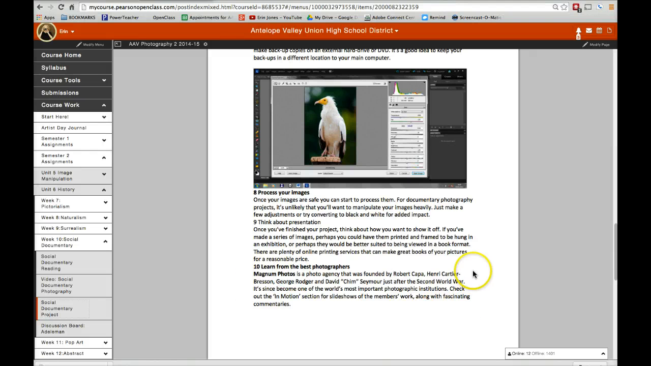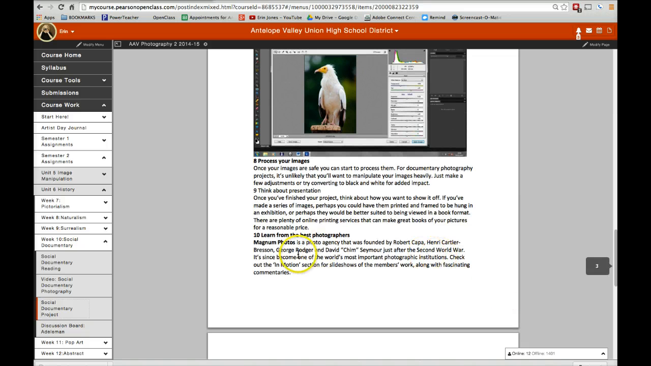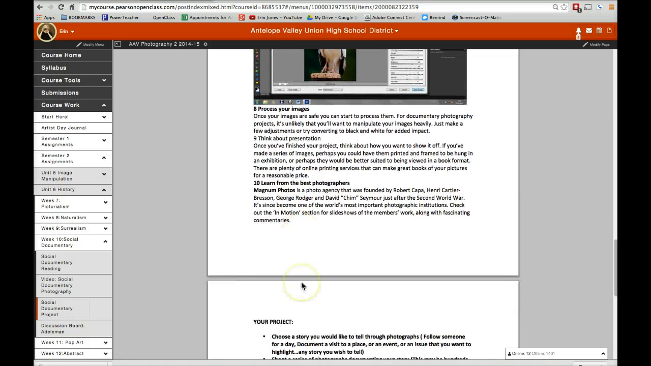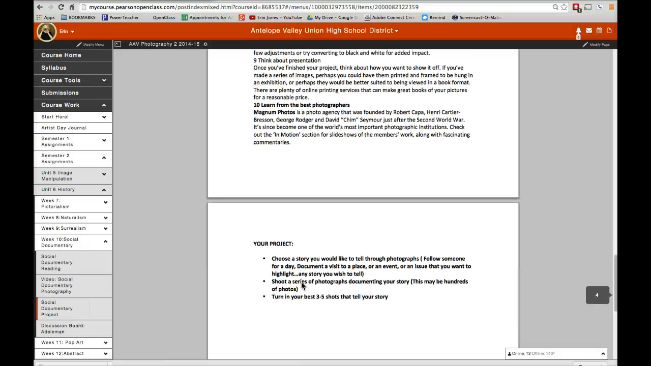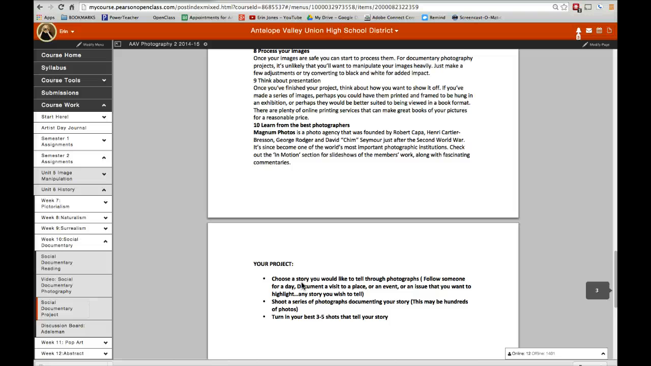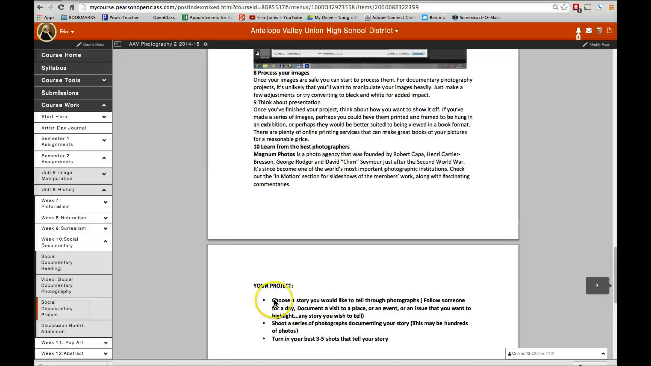And learn from the best photographers. That's where I come in. I've provided you with more than enough in the 2 or 3 weeks of your project. So many photographers to look at, and here's some more listed here. Okay? Tell me a story. Shoot a series of photos, and you're going to turn in your best. I think in all my classes you're going to turn in your best 3 at least, but shoot several. I'd say 100 at least to get your story down, and then choose your best ones out of that.